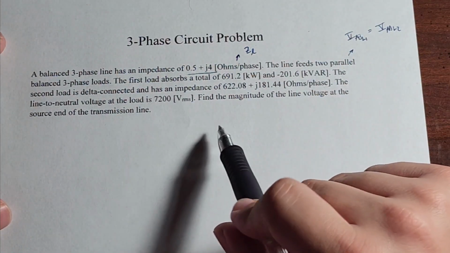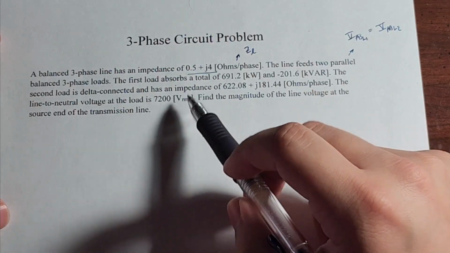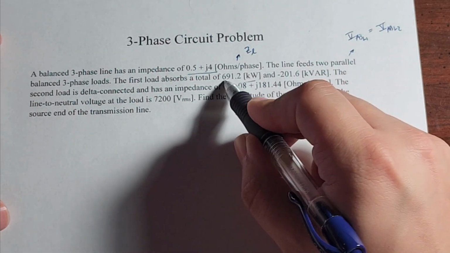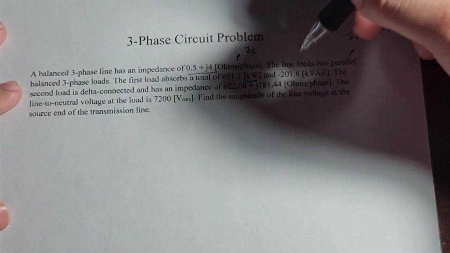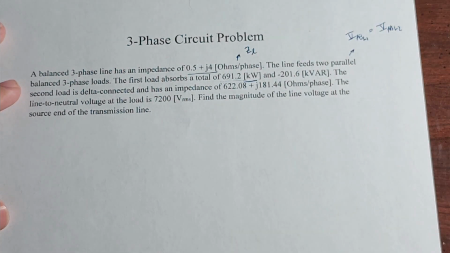The first load absorbs 691.2 kilowatts and negative 201.6 kVAR.